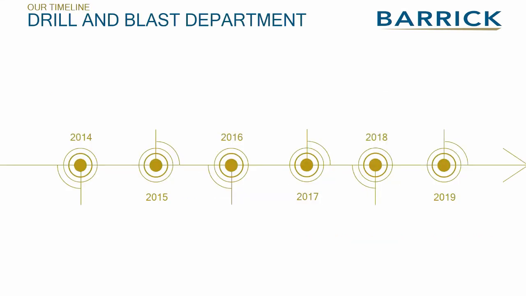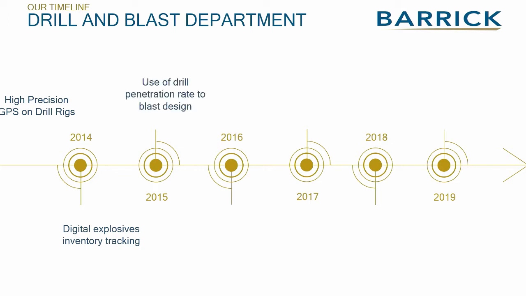So let's talk a little bit about our department. As of 2014, we started using high-precision GPS on drill rigs. We also started our inventory tracking on a digital platform. Then in 2015, we started using drill penetration rate for blast design. So we categorized hardness types, and with that information we started designing blasts. Then at the end of 2015, we started changing paper to digital devices in the field. So that's basically when our digitalization had the little boom.